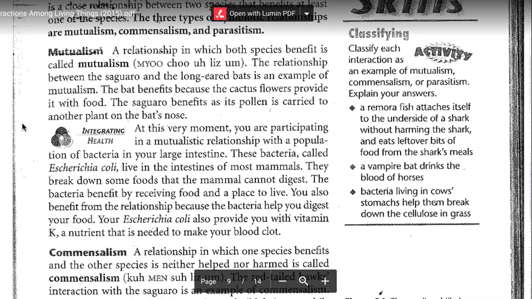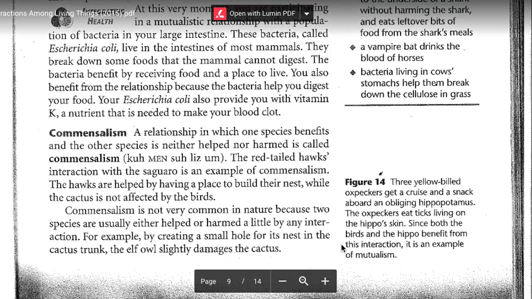At this very moment, you are participating in a mutualistic relationship with a population of bacteria in your large intestine, right in your stomach. These bacteria called, oh boy, Escherichia coli, don't quote me on that, live in the intestines of most mammals. They break down some foods that the mammal cannot digest. The bacteria benefit by receiving food and a place to live. You also benefit from the relationship because the bacteria help you digest your food. Your Escherichia coli also provides you with vitamin K, a nutrient that is needed to make your blood clot. That means if you get a cut, eventually it'll stop bleeding.